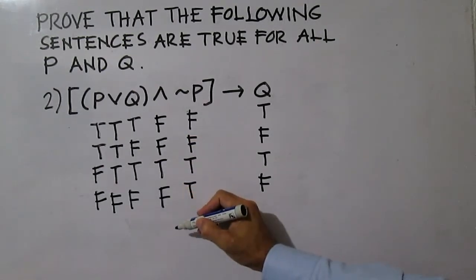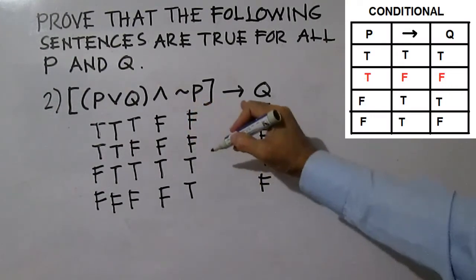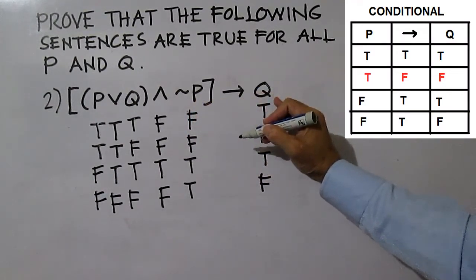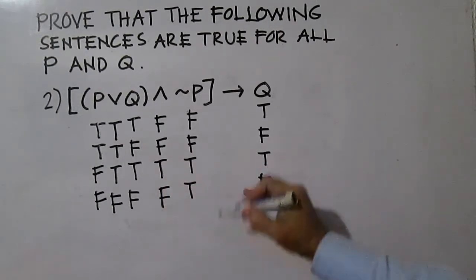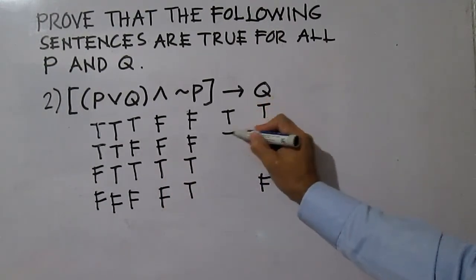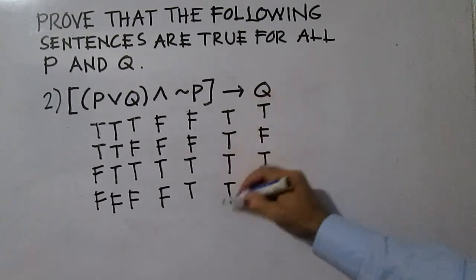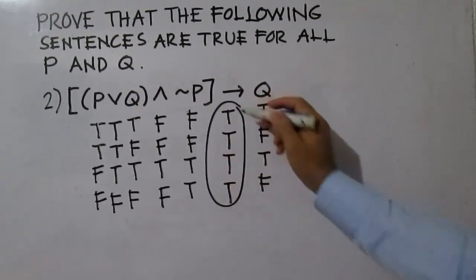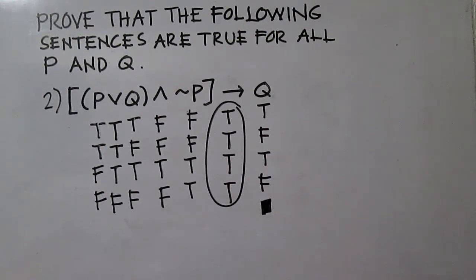Is this statement true for all P and Q? Let us see. In a conditional statement, if the hypothesis is true and the conclusion is false, then it is false. This is true, true, true, and true. All are true. Therefore, the statement is true for all P and Q.